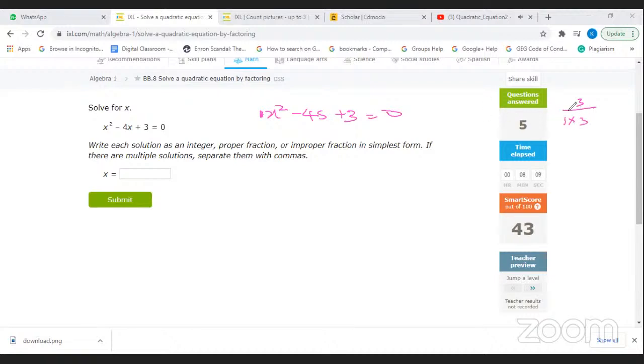But since it is plus, it must be the same sign: plus 1 times plus 3, or minus 1 times minus 3. Both of them will give us plus 3 when you multiply. So when you add them together, which one will give you minus 4? So definitely this one. So instead of having minus 4x, replace it with minus 1x minus 3x. So what will it be? x squared. Sorry, this should be x.